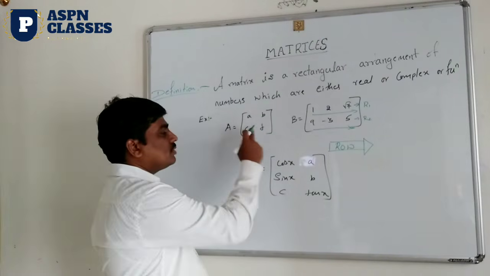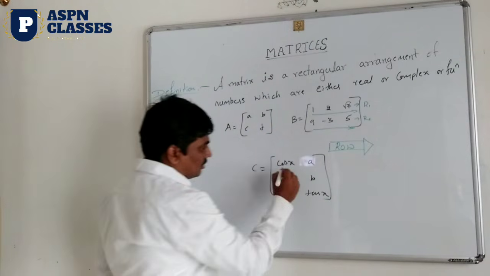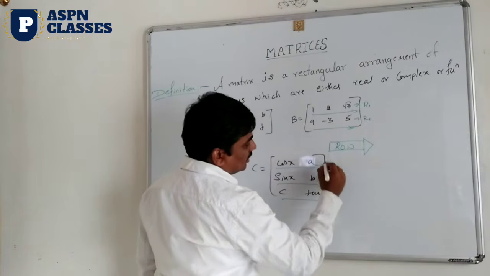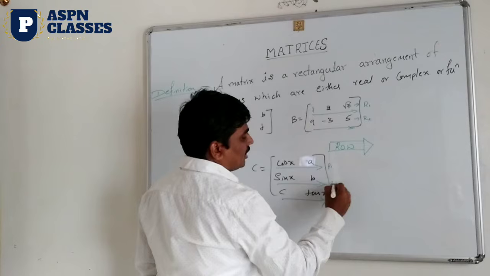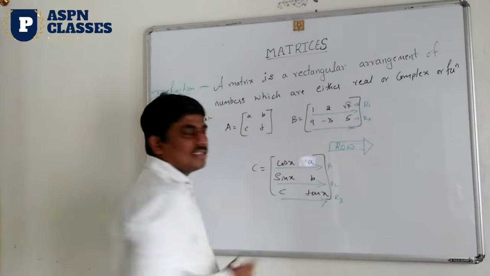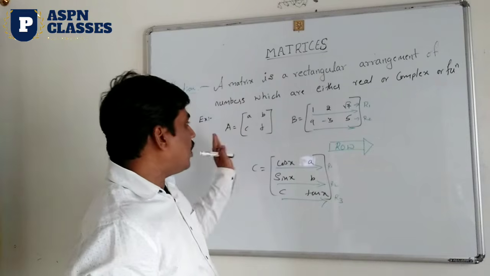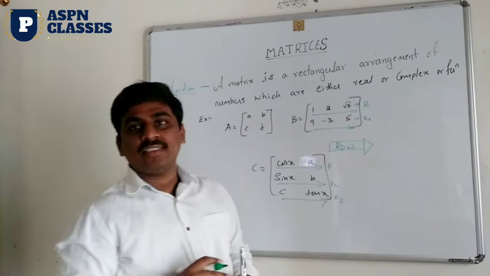Similarly, here also how many rows? Two rows are there. And here how many rows are there? Observe here: 1, 2, 3. Three rows are there. This is R1, this is R2 and this is R3. It means rows are the horizontal line elements.